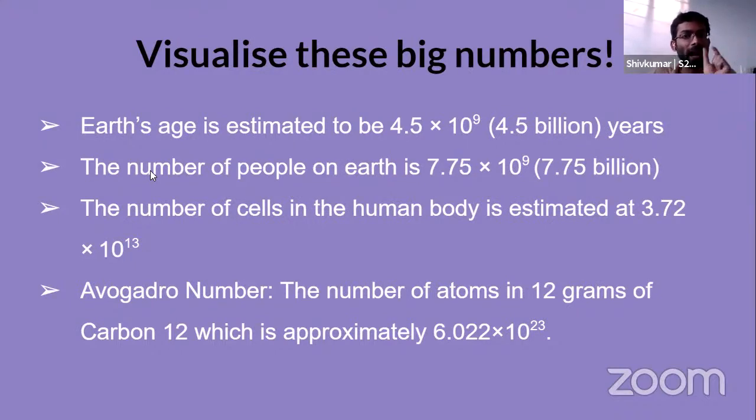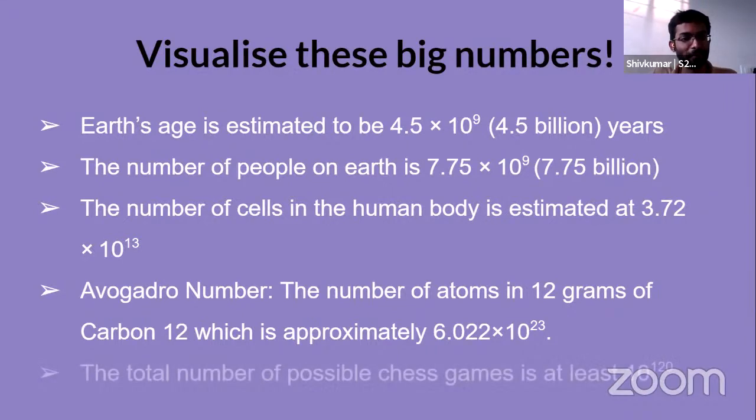So just imagine if you are an atom, how big a world, how big a universe is this 12 grams of carbon. Okay, and the last is the most mind-boggling of all. The total number of possible chess games, right? It is estimated to be at least 10 power 120. Again, you can try to make an estimation of how many years it will take to see through all the games.